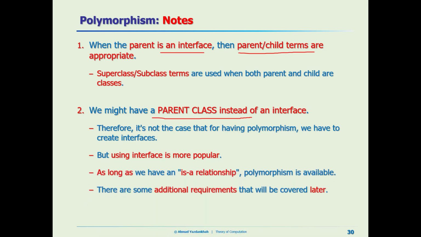Okay? So as long as there is an is-a relationship, polymorphism is available, right? And we know that for inheritance and the implementation of an interface, both of them are is-a relationships. And also, later we will talk a little bit more, there are some subtle things that we need to mention, but we will cover that later. All right. So we are almost done here, but before finishing, I need to show you three things.